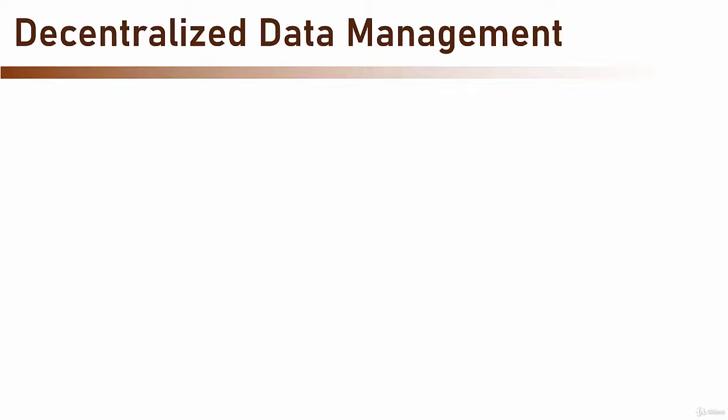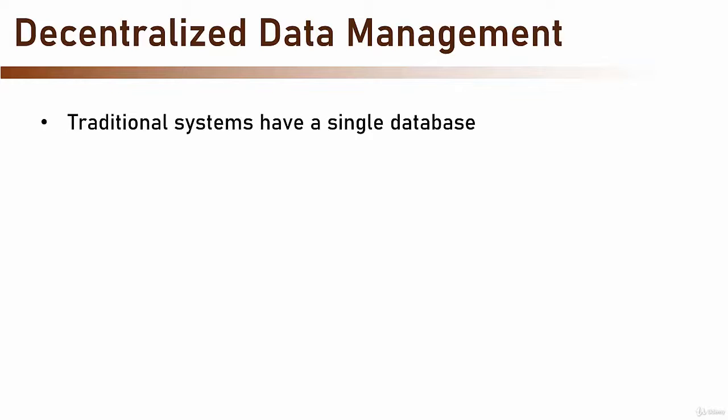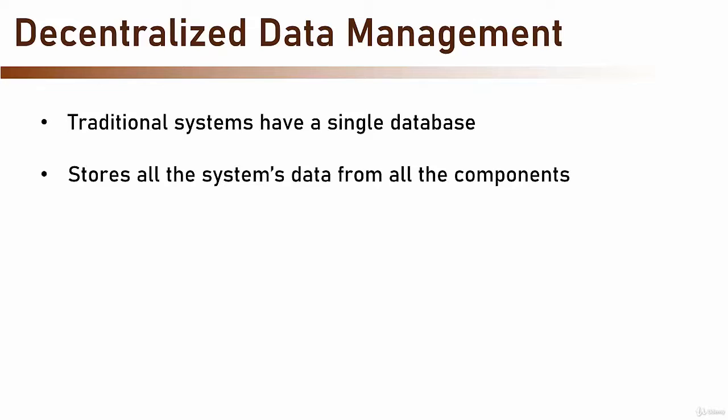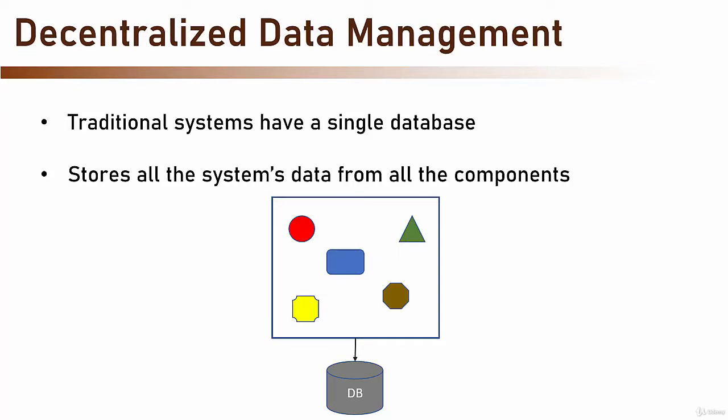The next attribute is decentralized data management. So what is it? Well, in traditional systems, we usually have a single database. This single database stores all the system's data from all the components. Usually, a typical system looks like that. So you can see here the system has many components, but utilizes only one database used by all the components.